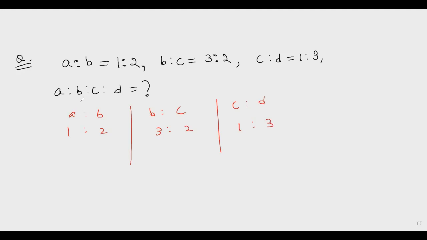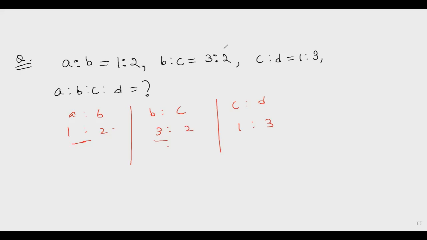You have to take the first two ratios. Okay, you can take this or this, or you can take this or this. This is up to you. So which ratio you want to take first? Let's say first and second.